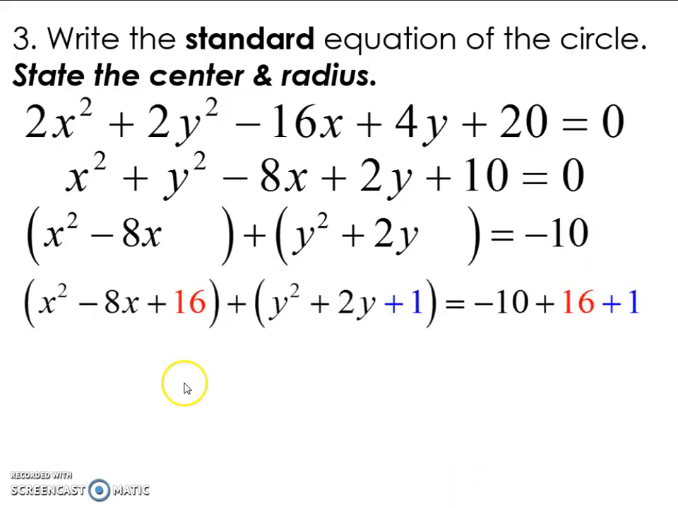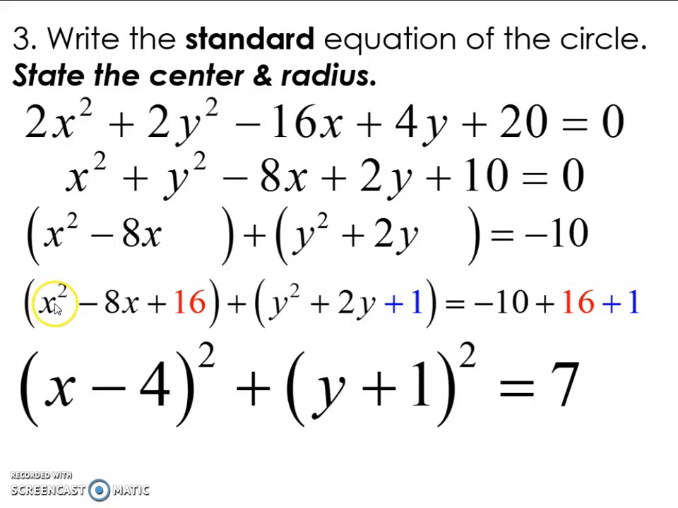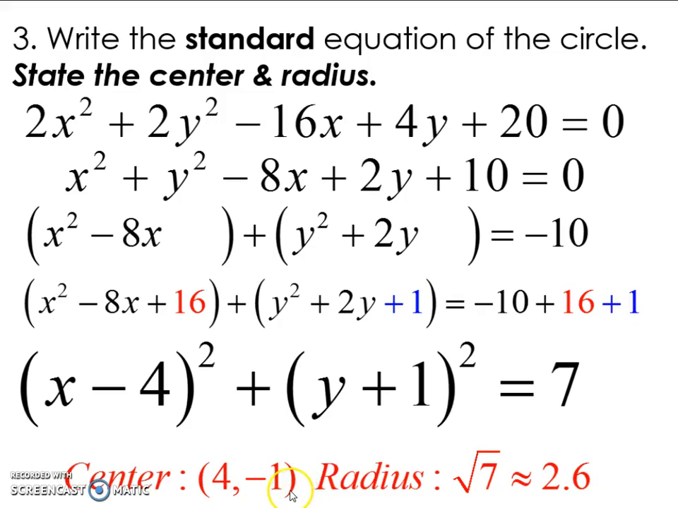Now, once you've completed the square, you've got that perfect square trinomial. Now we're going to break it down to a binomial square. So we're going to take the square root of x squared and get x. Take that sign, square root of 16 is 4. Plus, take the square root of y squared, y, take the sign, take the square root of 1. Clean it up on this side, and there it is in standard form. So our circle, our center point, is (4, -1), and the radius is the square root of 7.